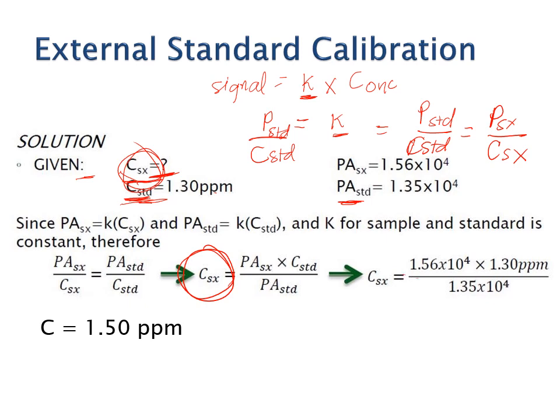And then, palitan nyo lang yung value. So, ito na yung peak ng sample times concentration ng standard divided by the peak of standard. So, you have 1.50 ppm. So, again, ito yung least desired method kasi prone siya sa errors. Pero ito yung pinakamadaling i-calculate sa lahat.